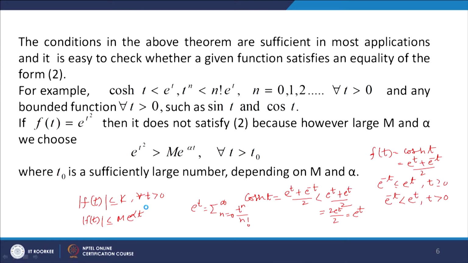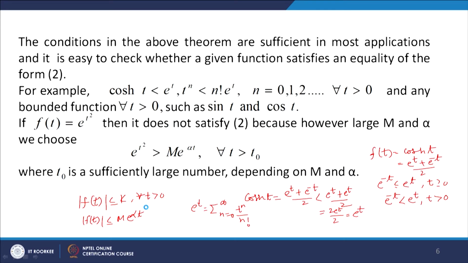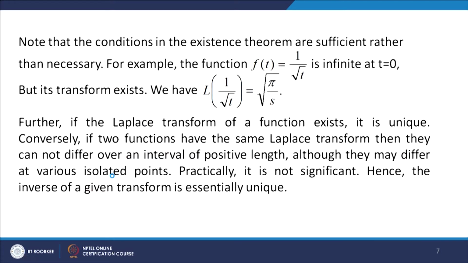If f(t) = e^(t²), then we see that condition 2 is not satisfied. This condition does not hold for f(t) = e^(t²), because however large M and α you take, e^(t²) will be greater than M e^(αt) for all t greater than t naught, where t naught is a sufficiently large number that depends on M and α. Now, note that the conditions in the existence theorem are sufficient rather than necessary.